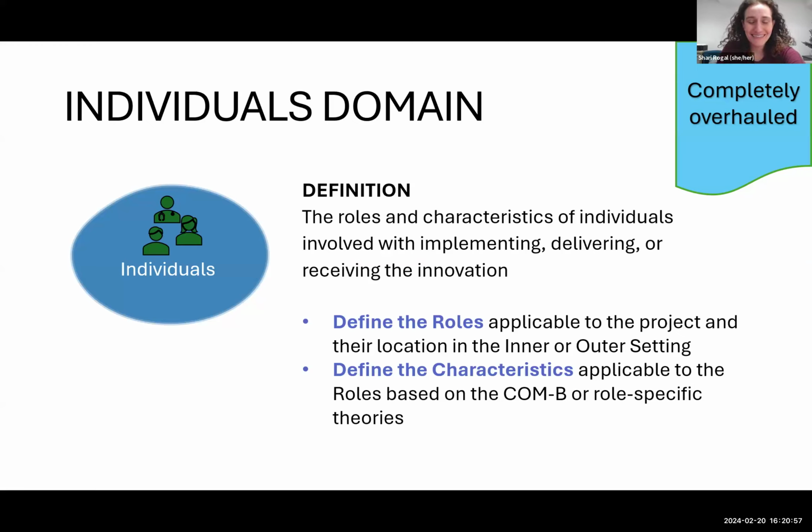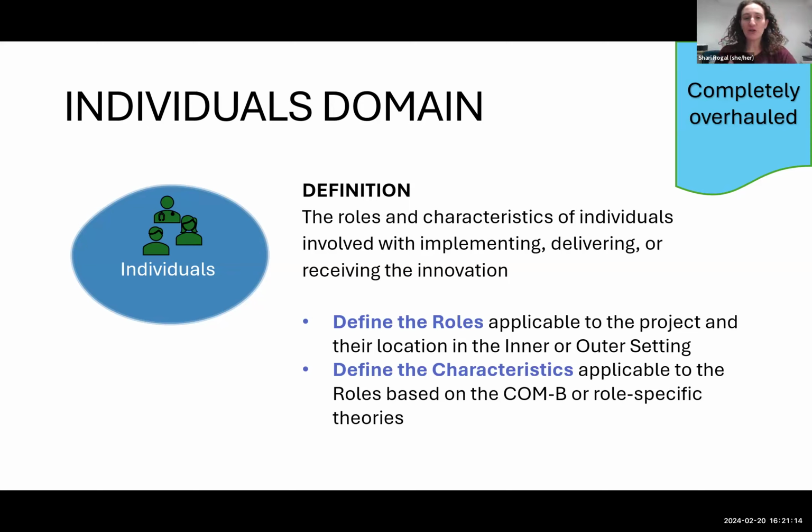So the individuals domain has really been completely overhauled. It'll be okay. And for new users, this is great because it's actually easier and more intuitive.